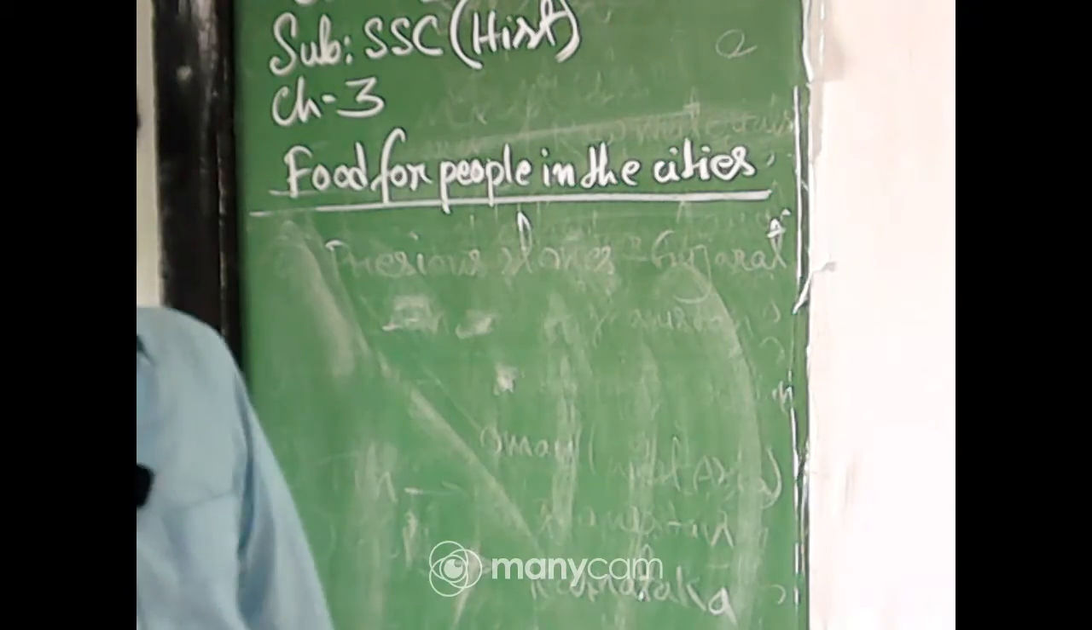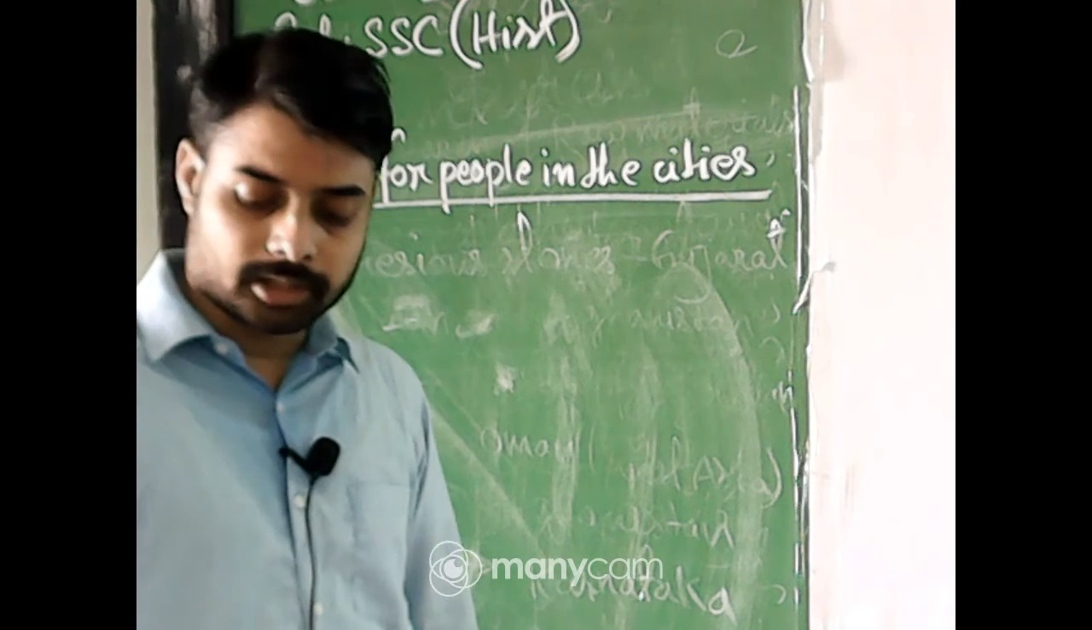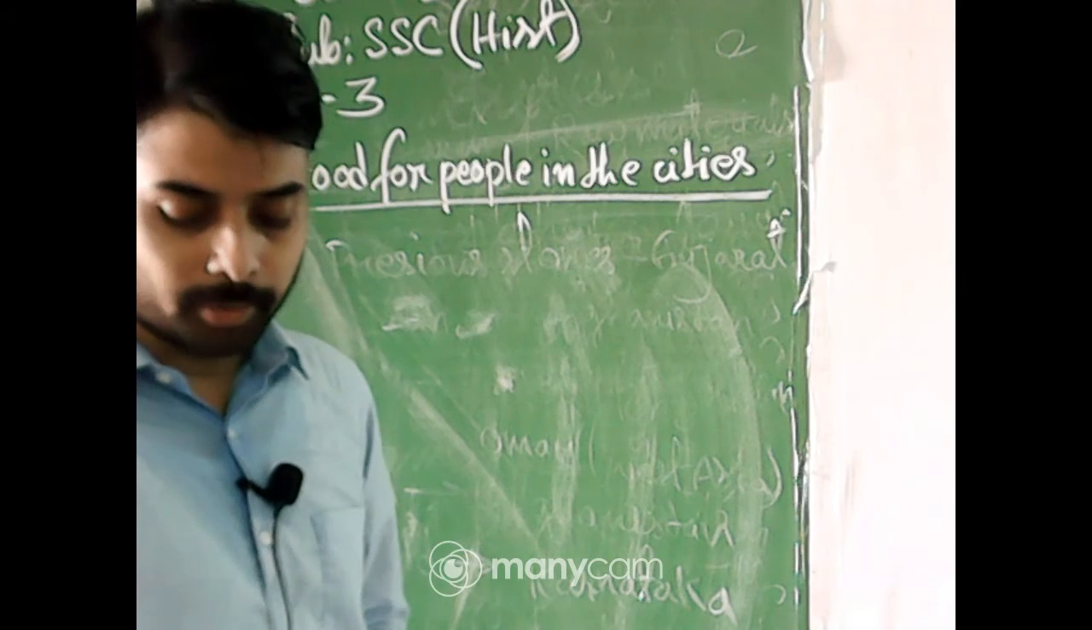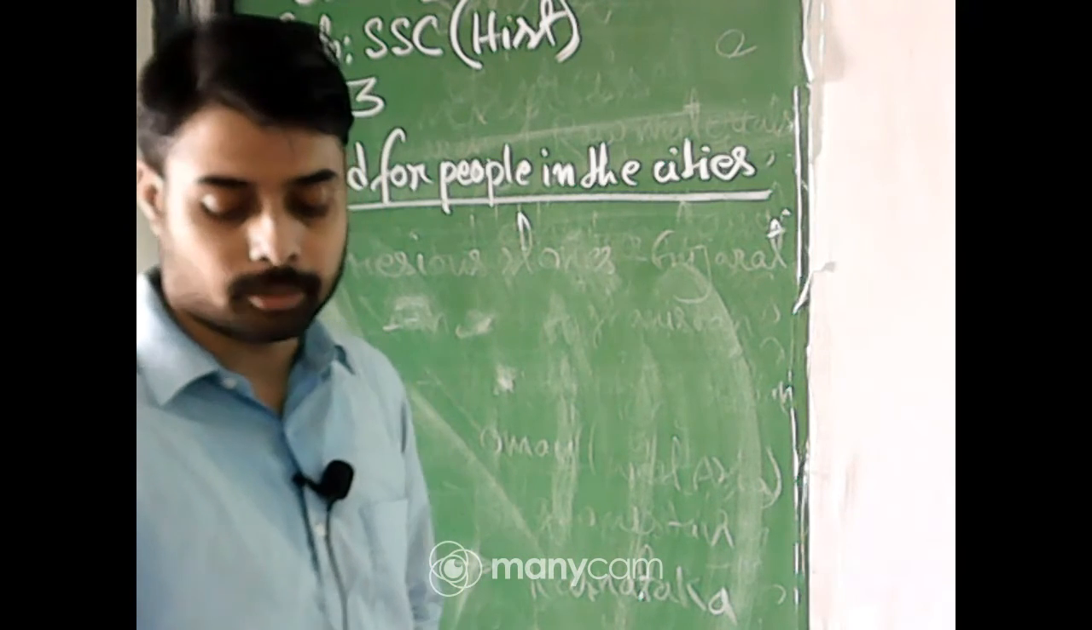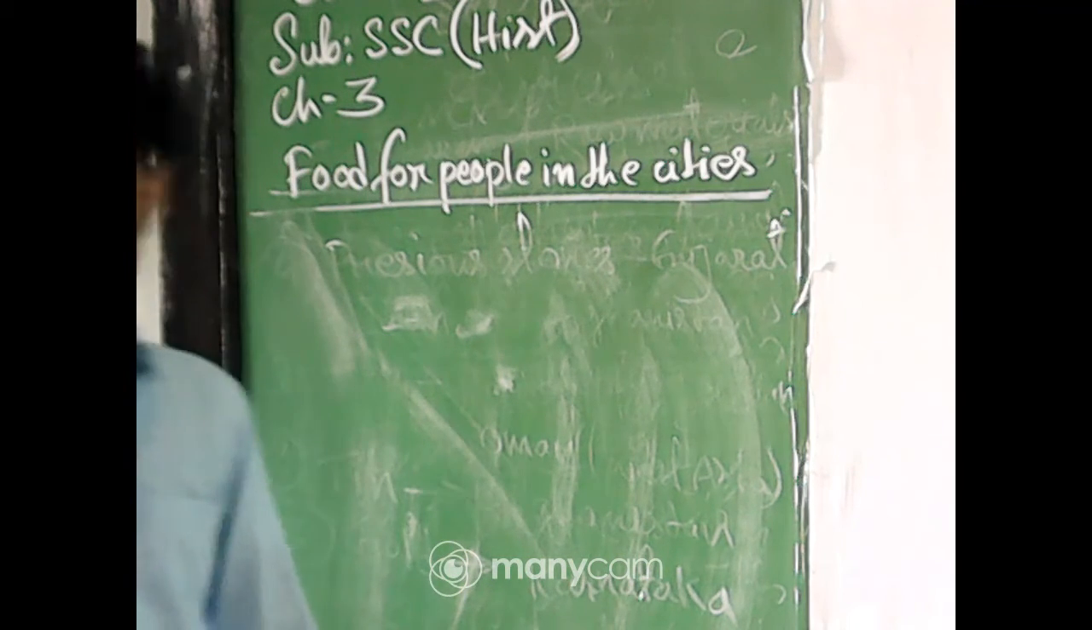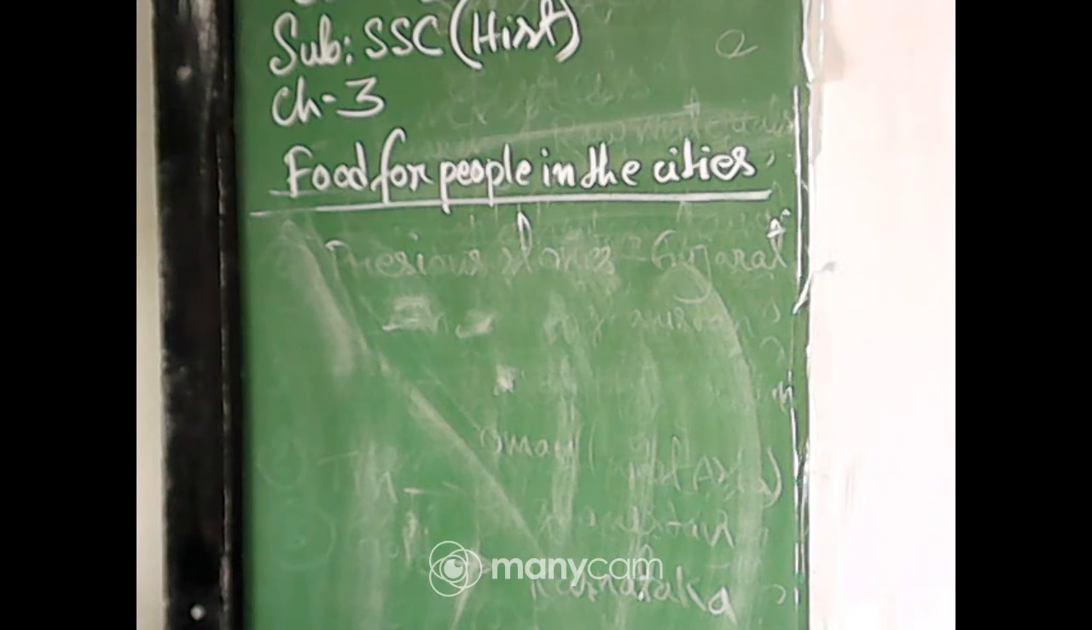So now you know that people lived in cities at the time and others living in the countryside grew crops and reared animals, but crop production in the cities is not possible.